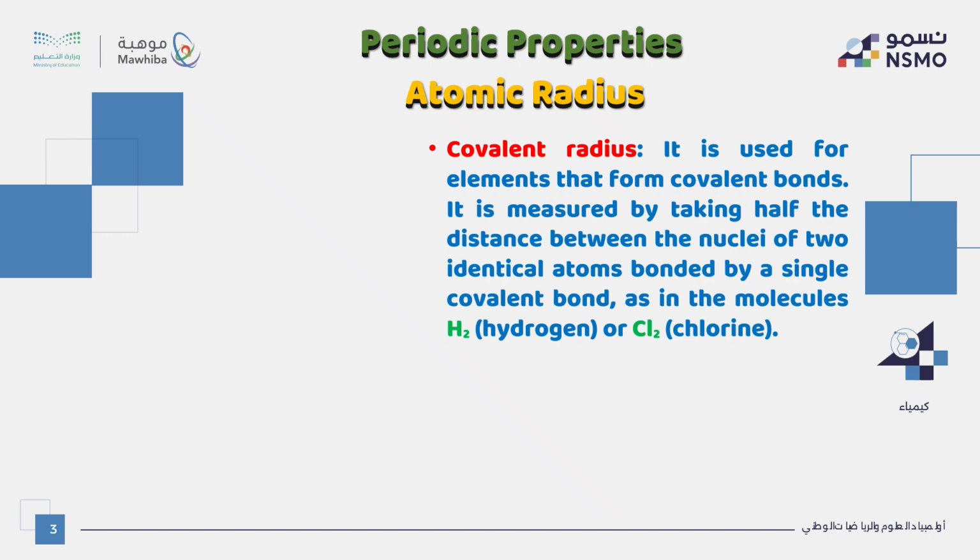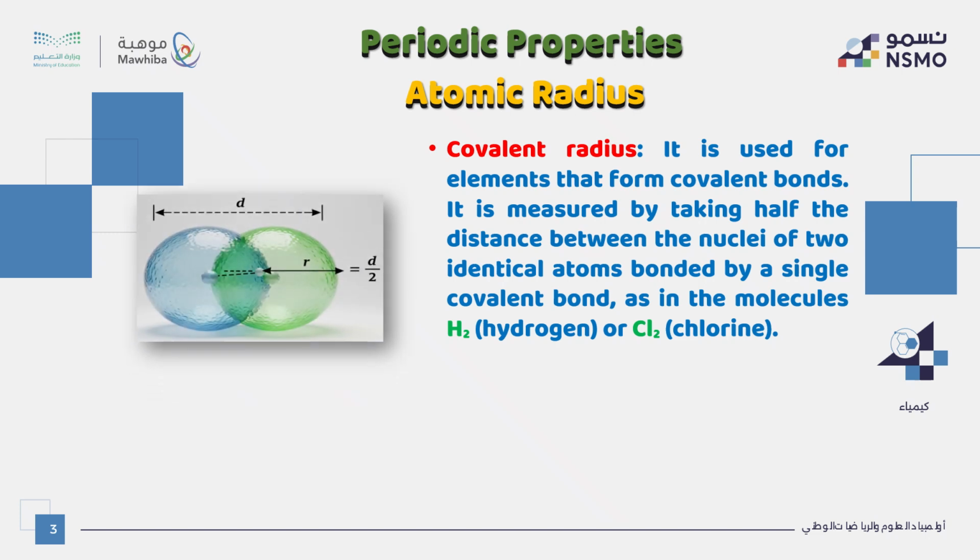Let's start with covalent radius. The covalent radius is used for elements that form covalent bonds, which are common among nonmetals. It is measured as half the distance between the nuclei of two identical atoms bonded together by a single covalent bond. Examples include hydrogen, the hydrogen molecule, and chlorine, the chlorine molecule.